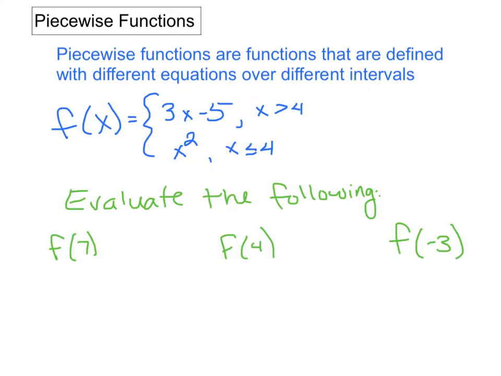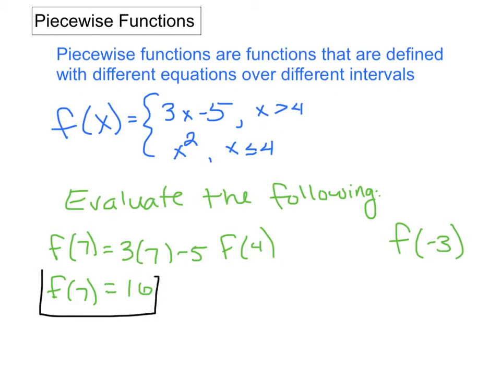So f of 7. So we have the function value at 7. Now we've got to figure out which interval this fits into. Is this less than or equal to 4, or is it greater than 4? Well, naturally, it is greater than 4, so we're going to use the top equation. So 3 times x minus 5, x being 7. 21 minus 5 is 16. So f of 7 is equal to 16.